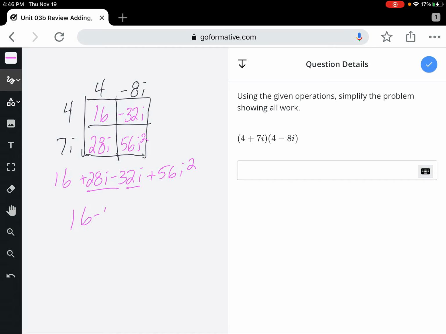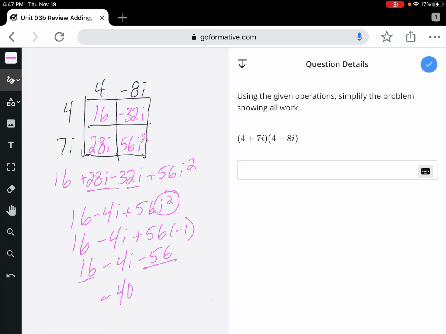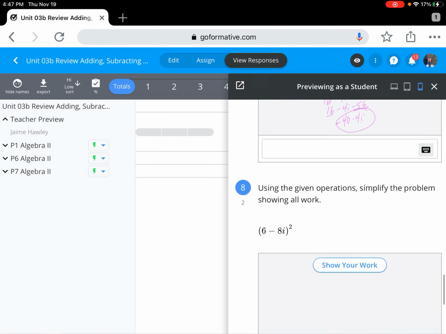I combine my like terms here. 16 minus 4i plus 56i squared. I change my i squared into negative 1. 16 minus 4i plus 56 times negative 1. And you can do this in less steps. Minus 56. I combine my like terms. 16 minus 56 is negative 40. So it's going to be negative 40 minus 4i. And that's my final answer.